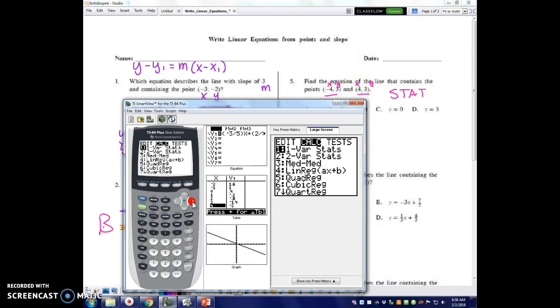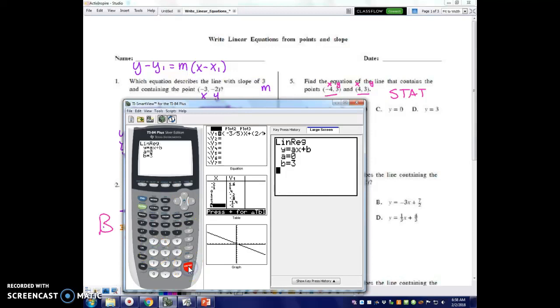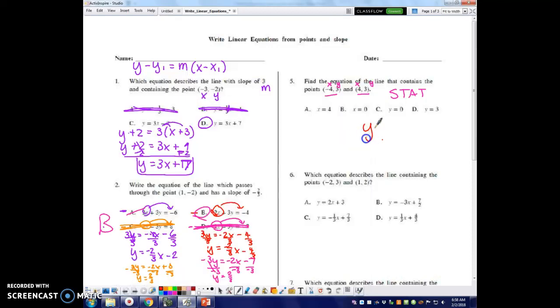Which one do we want? We want 4 because it's linear. So it says y equals 0x plus 3. 0 times anything is what? 0, so that goes away. So it's y equals 3, which is D. Keep in mind, if it ever comes up as error when you do stat, that might mean undefined. Just keep that in mind.